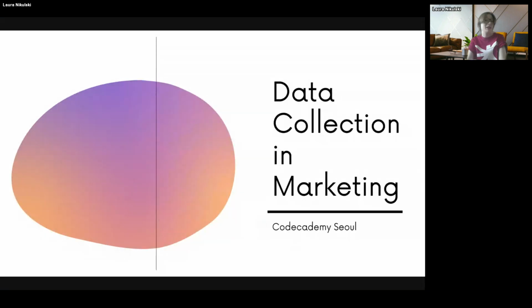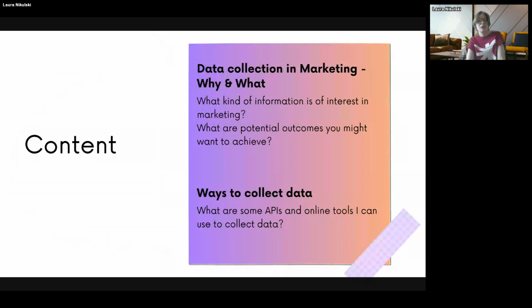Let me just pop that over here. And just to give you an idea of what we're going to talk about today. So first, I would like to talk about what kind of information is actually of interest in marketing and what are some things you may want to achieve. It's not always about money. There are some other goals as well in marketing. And I will also talk about some APIs, some kind of tools that you can use to collect data.